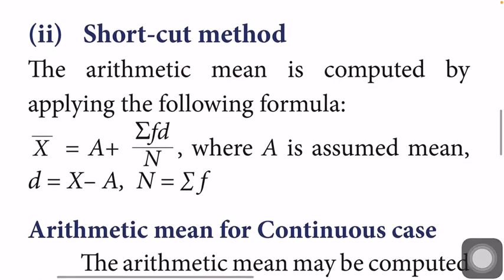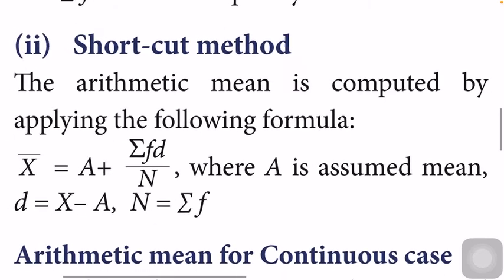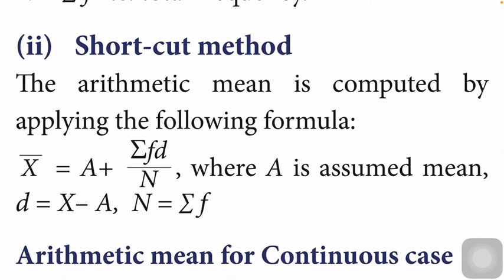For grouped data also, we can assume a mean, that is an assumed mean, and calculate. In that case x bar is equal to a plus sigma fd divided by n. Here a is the assumed mean and d is the difference between x and a. So, x minus a is d and n is sigma f as usual.